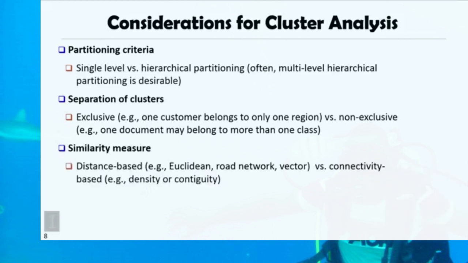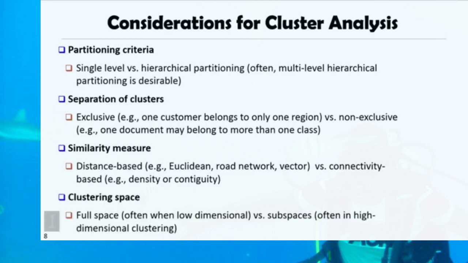Then for similarity measure, there could be many different kinds of similarity measures. For example, distance-based, using Euclidean space, or road network, or vector space. Or we can use connectivity-based, for example, based on density or contiguity.